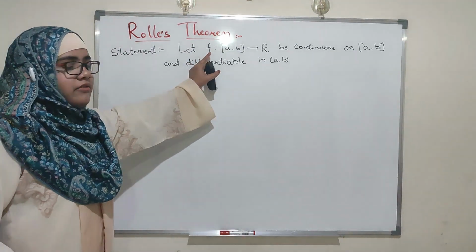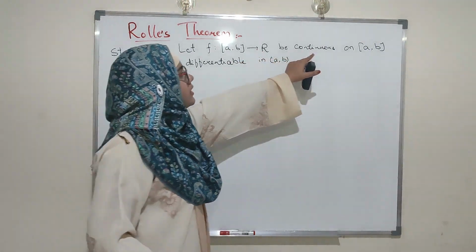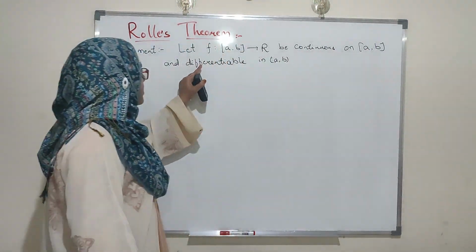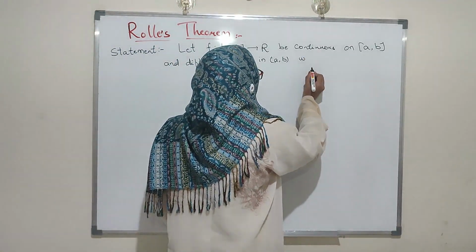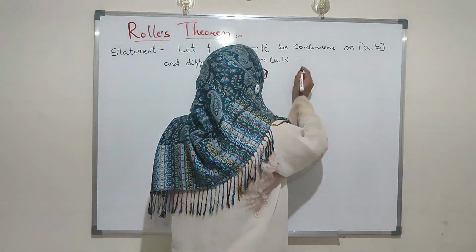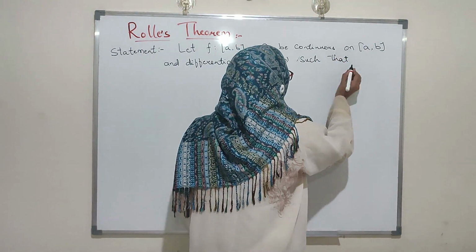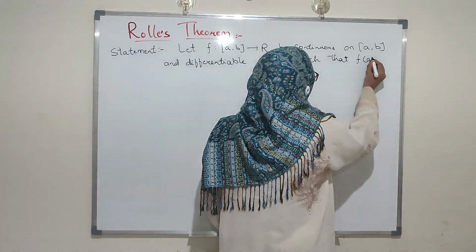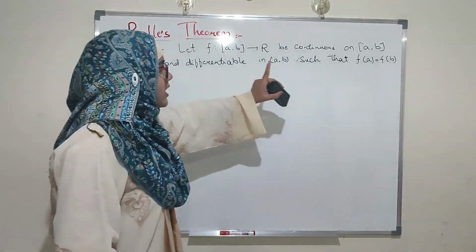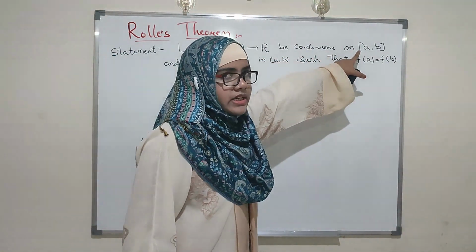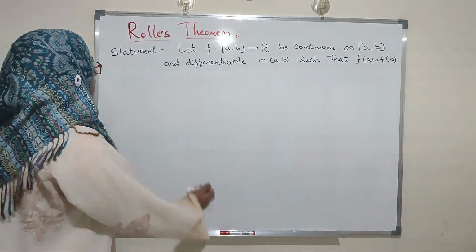What is given? Let f from a closed interval AB into R be continuous on the closed interval AB and differentiable in the open interval AB, where A and B are such that there is one condition. What is that? Such that f of A equals f of B. If f is continuous on the closed interval AB and differentiable in the open interval AB, and f of A is equal to f of B, okay.